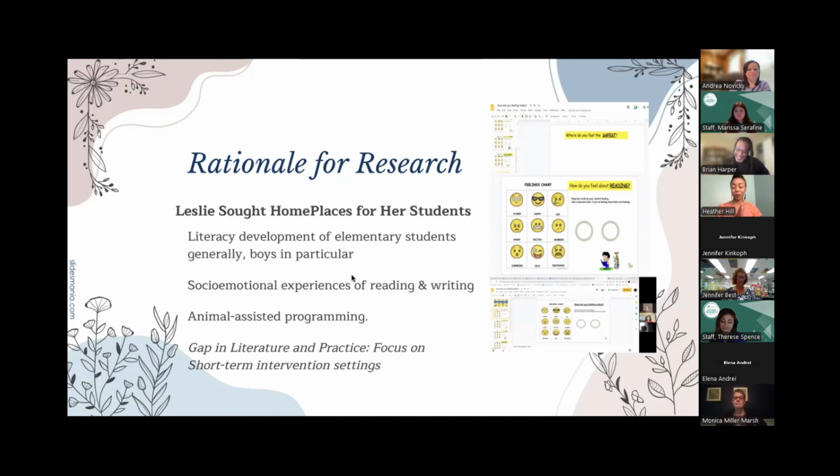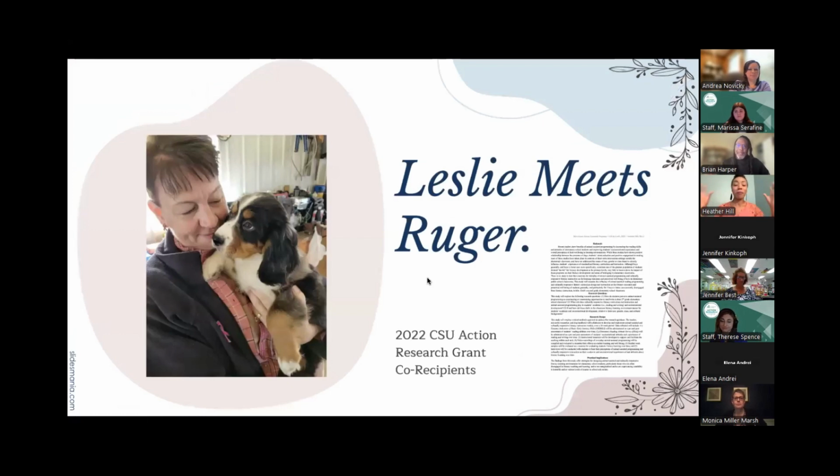We were also planning ways to embed literature as well. In my time with her, we had the opportunity to apply for the Action Research Grant, which we were able to get. Through getting the funds, her first action step was getting Ruger, as you see, the dog that would be trained to go into the classroom.